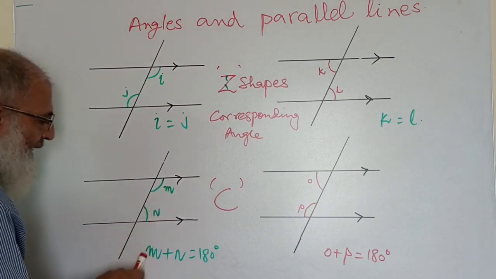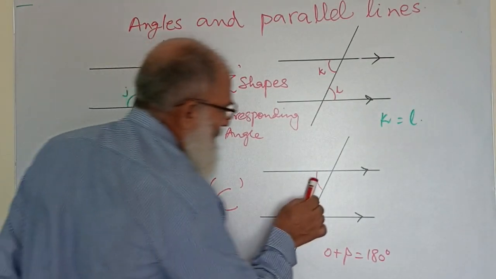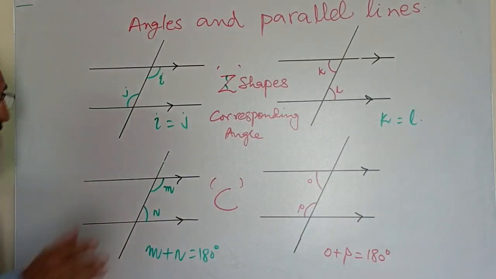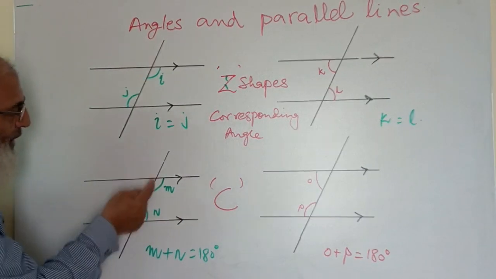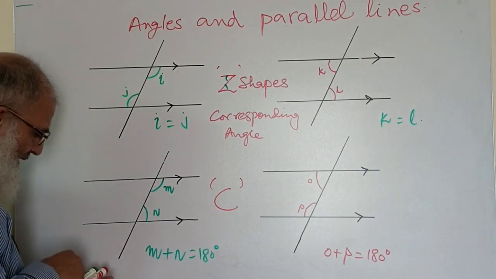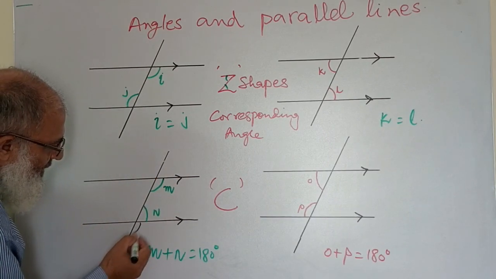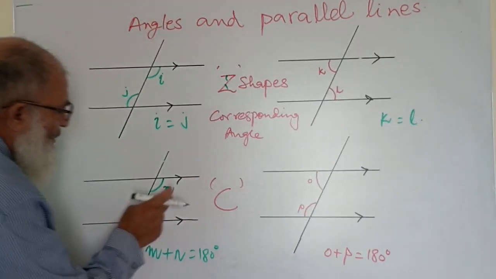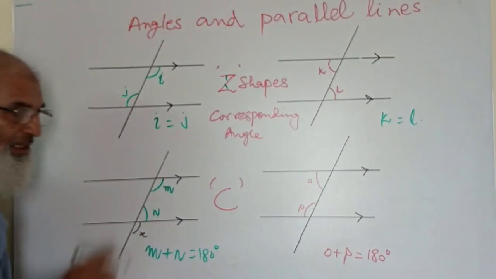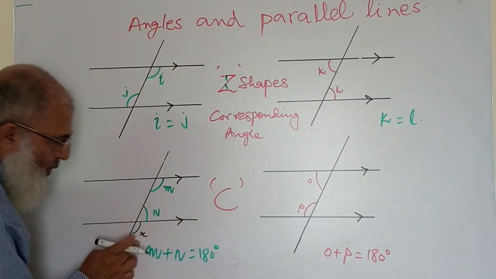If we add angle m and angle n, it will become 180 degrees. If we add O plus P, it will become 180 degrees, because in the previous example I have told you that this angle M is equal to this. Let me do it for just one example, that this angle is X. Now if this angle is X, you see that this M is equal to angle X. We have already studied it in the F shape. So m is equal to x.